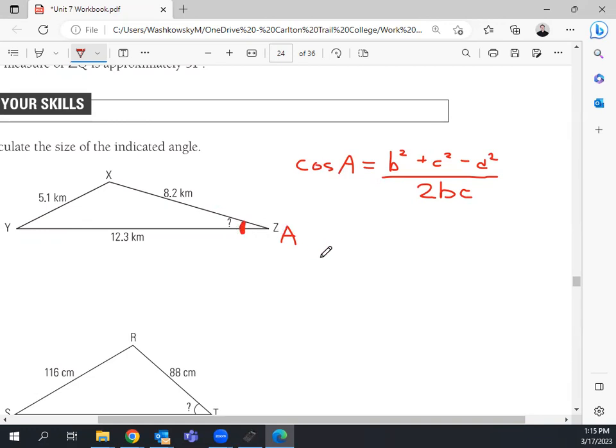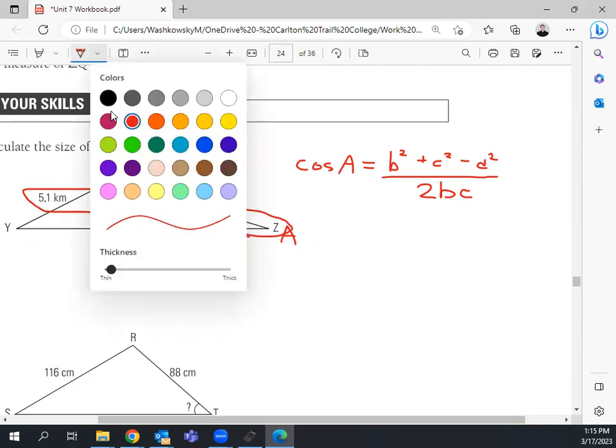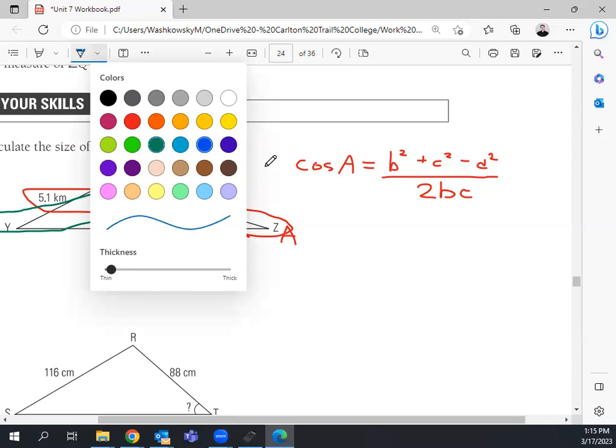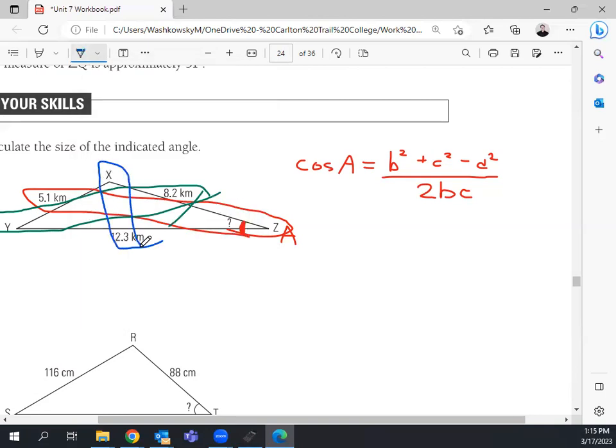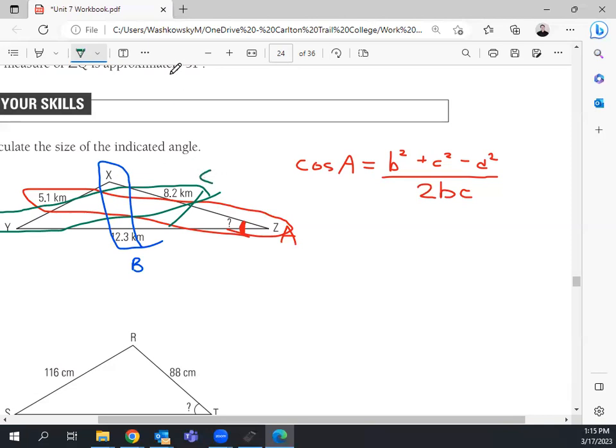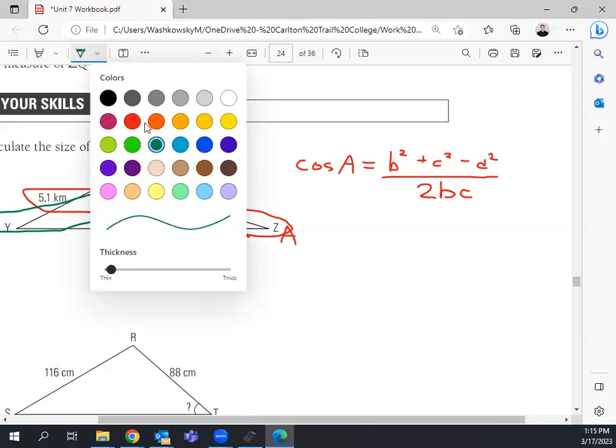Let me make it a little bit bigger. Here we go. I'm just going to quickly draw my little circles here, and blue. I know it's very messy, I apologize. So red has to be my A because that's the angle I'm trying to find. I'm just going to say blue is B and green is C. B and C don't matter. Just get A correct. It's just like Pythagoras, right? Get the one thing labeled correctly.